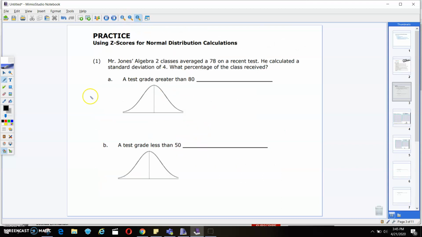So on this first problem on your practice, it says Mr. Jones' Algebra 2 classes averaged a 78 on a recent test. So the first thing I want to do is put 78 as the mean right here. And he calculated a standard deviation of 4.